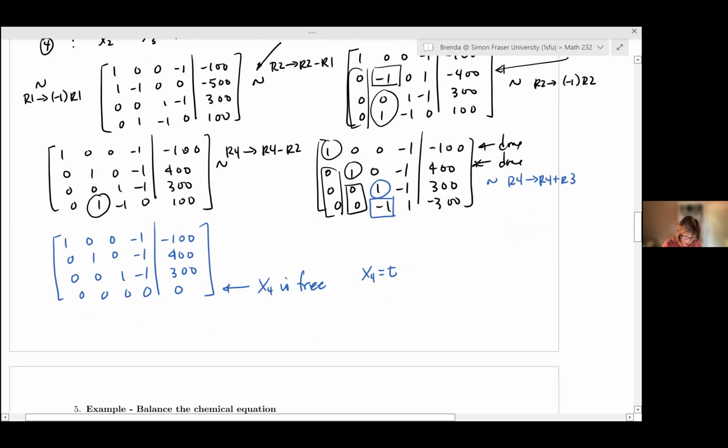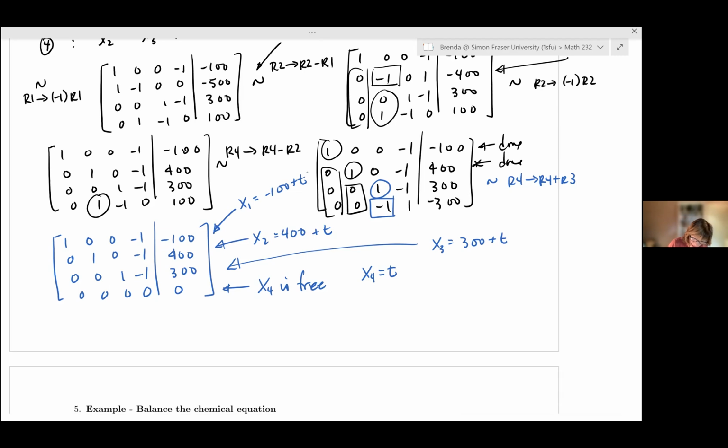Now I'm looking at the back substitution, and I'll just go row by row. So I've got X4 is equal to T. That tells me that X3 is equal to 300 plus T. Then the next row tells me that x2 is equal to 400 plus t. And then finally, the first row is x1 is equal to minus 100 plus t. So I can now provide you with a variety of different solutions here. I will choose one. Let t equal 50.